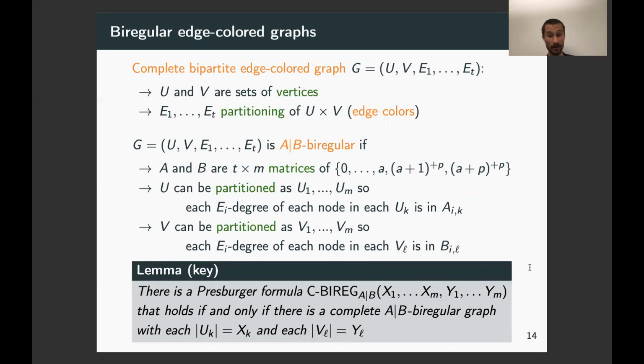And the key lemma of this paper is that there exists a Presburger formula that holds if and only if there exists an AB biregular graph. Well, the formula, of course, depends on the particular matrices A and B, and the free variables give us precisely the sizes of the partitions of U and V.